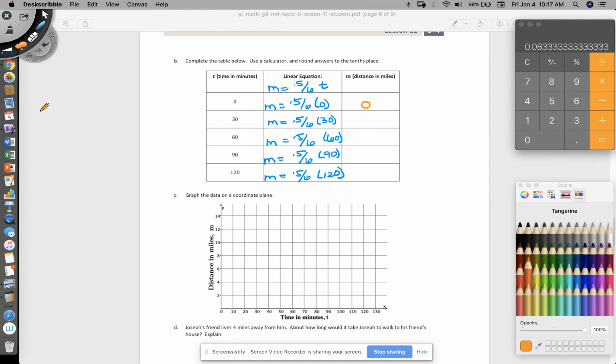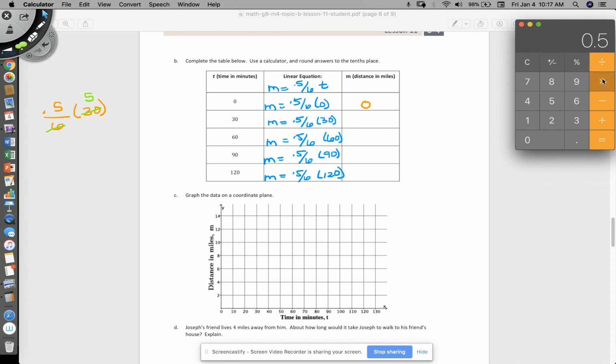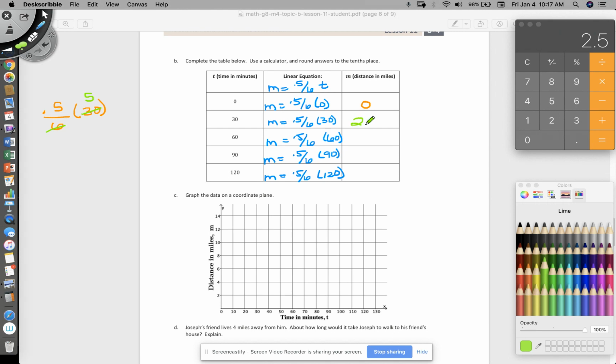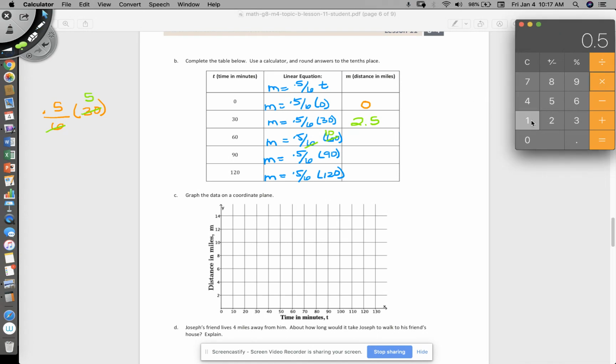But if I write this one here, I'm going to write the 30. I have 0.5 divided by 6 times 30. Now, can 6 go into 30? Yes, it can go in 5 times. So now on my calculator, I'm going to do 0.5 times 5, and I get 2.5. Now I don't have to worry about that long repeat decimal. All right, now let's do the next one. I know that 6 can go into 60 10 times, and so I wind up with 0.5 times 10, which is just a decimal move, gives me 5.